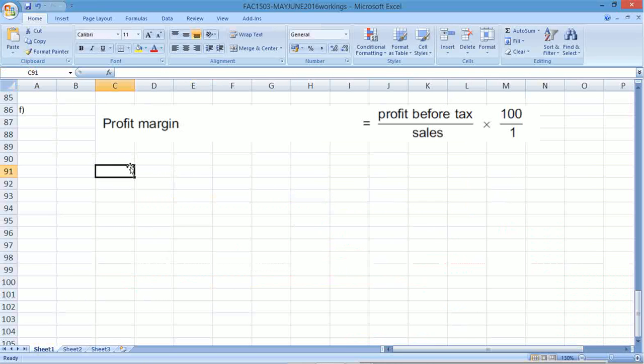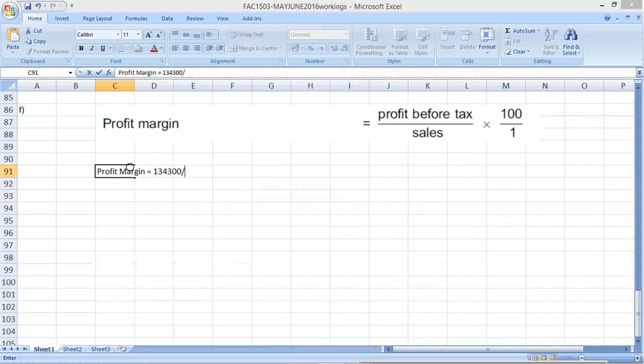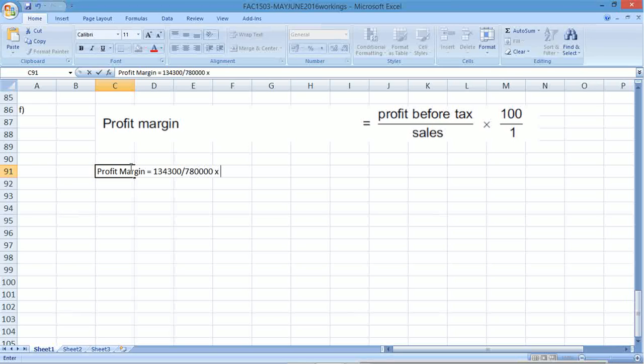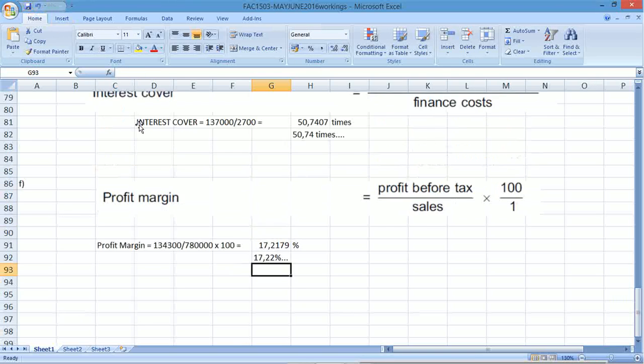134,300 divided by sales of 780, times 100 gives me a percentage. 17.2%. Well, let's round off: 17.22%. And that's it. That's the end of question 4.